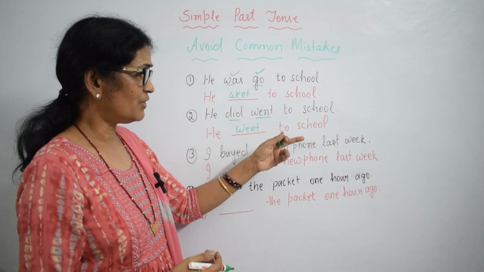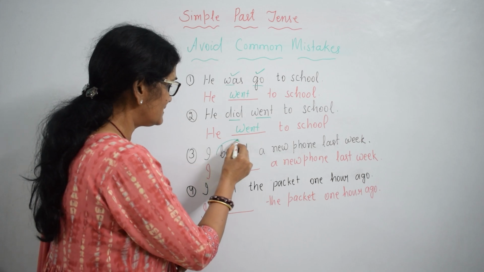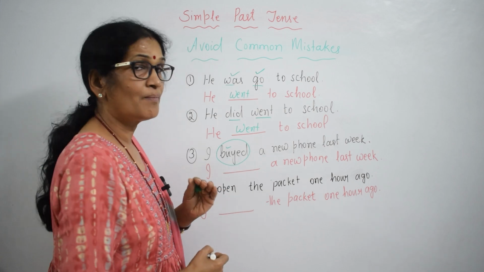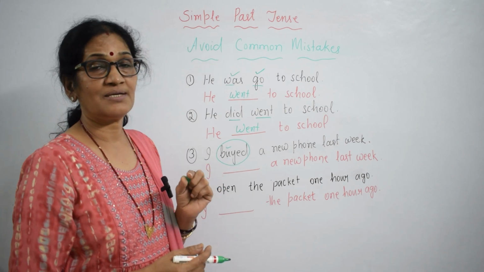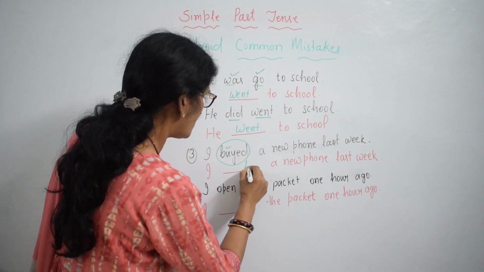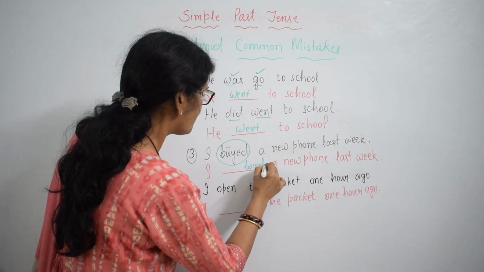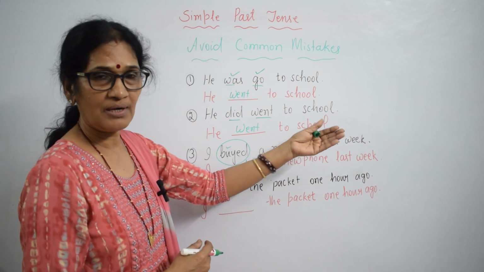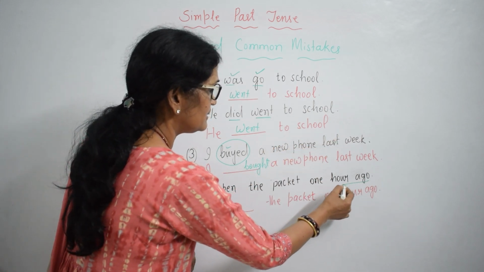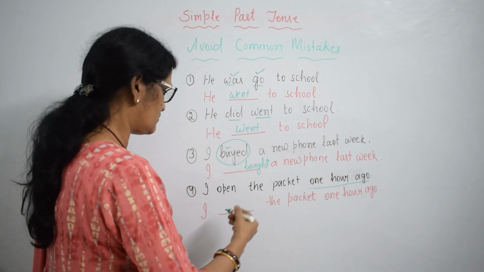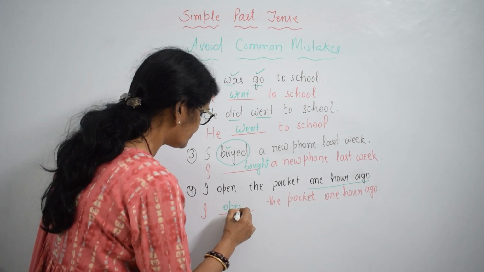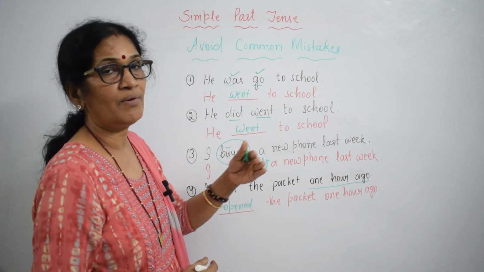I bought a new phone last week. Bought is the past form of buy. Buy is an irregular verb. Its past form is bought. I bought a new phone last week. I opened the packet 1 hour ago. This is the time marker for past. 1 hour ago. The past form of open is opened. I opened the packet 1 hour ago.